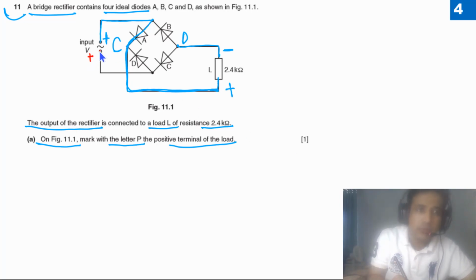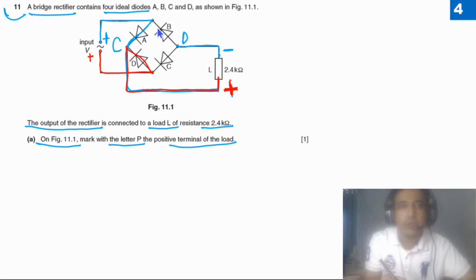We can also check when the lower side is positive. When this side is positive, current will flow from here. It will go this way. But at this point, current cannot go this way because this is in reverse bias. So current will pass through this diode and again will enter from this side. So this is the positive terminal of this load resistor. So this is how you need to mark.